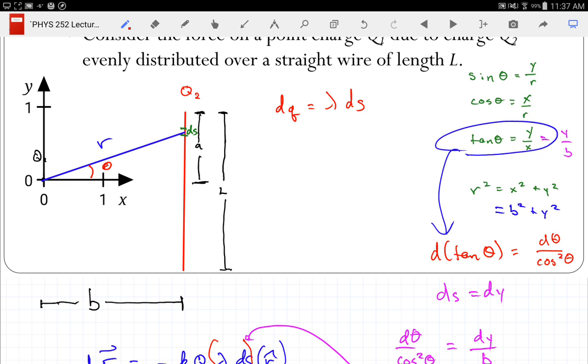The next one, cosine theta is equal to x over r. Well, x is a constant because that's the perpendicular distance to the wire. So there's only one variable on the right side, and you might say that's the one to use because it only has one variable.